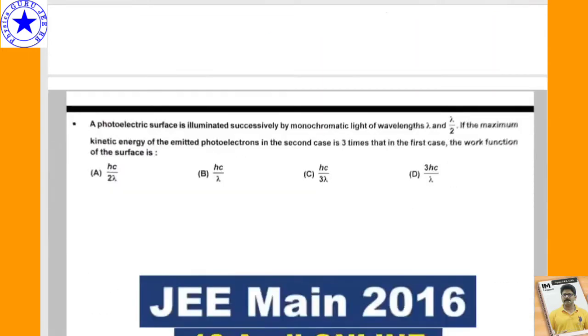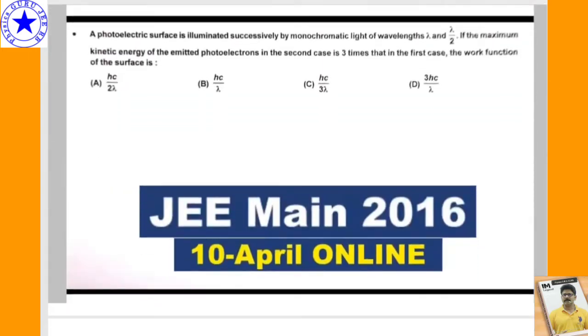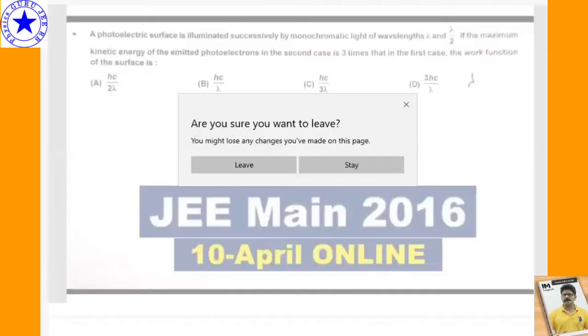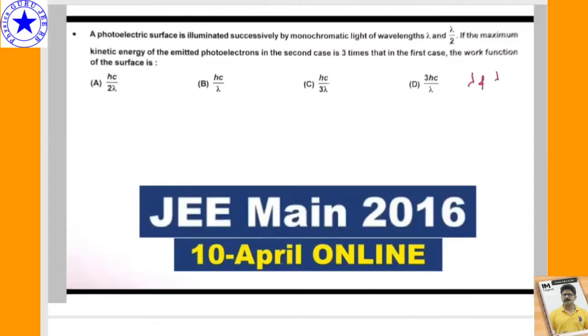This type of question we sometimes get. We'll go to JEE Mains 2016, 10th April online. A photoelectric surface is illuminated successively by monochromatic light of wavelength lambda and lambda by 2. Two wavelengths are there: one is lambda, the other is lambda by 2. The maximum kinetic energy of the emitted photoelectrons in the second case is 3 times that of the first case.